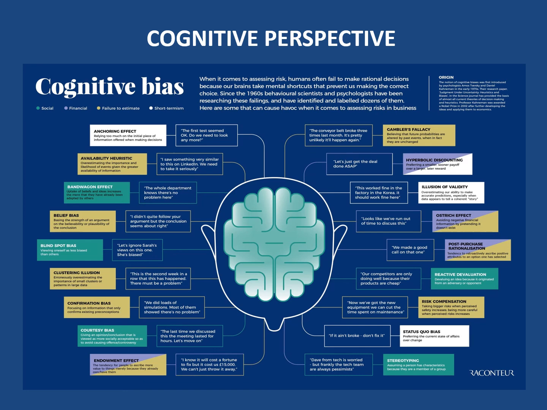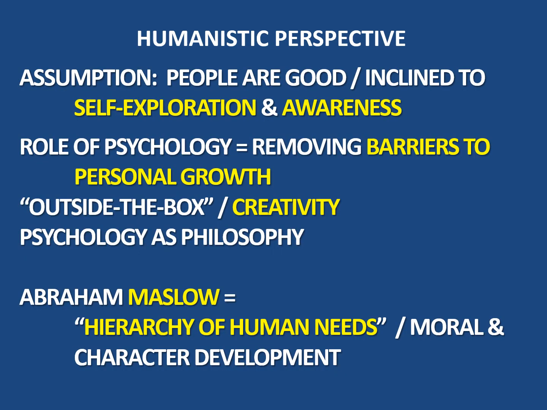So we'll get into what some of these cognitive biases and heuristics are later on in the course. But for now, just know that there are different ways of explaining how the mind systematically makes mistakes in processing information, and that is what is at the core of the cognitive approach to psychology.